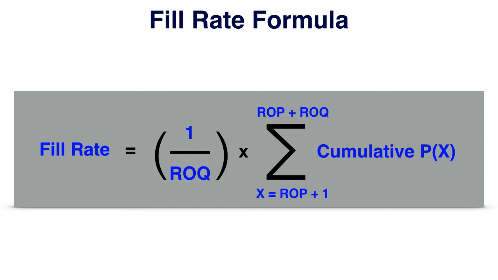So what we're doing is we are using the principle of inventory position, which varies from ROP plus 1 to ROP plus ROQ, and that is the reason why we have the formula in this manner.